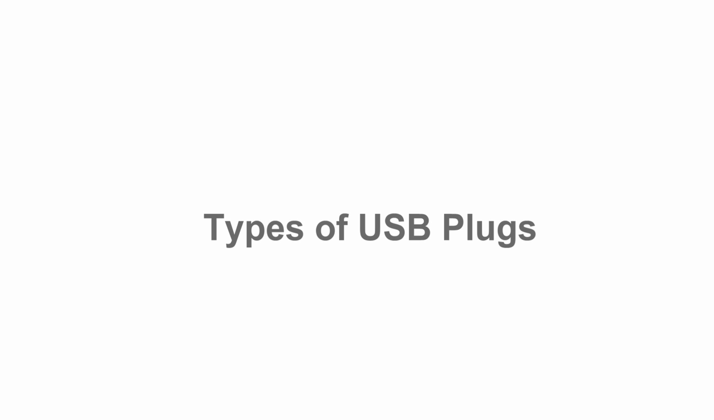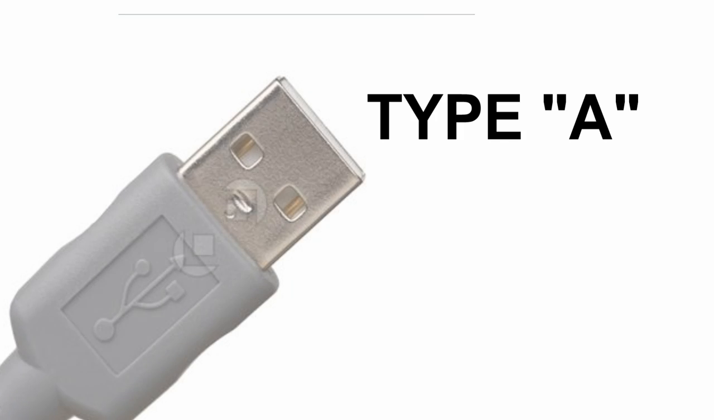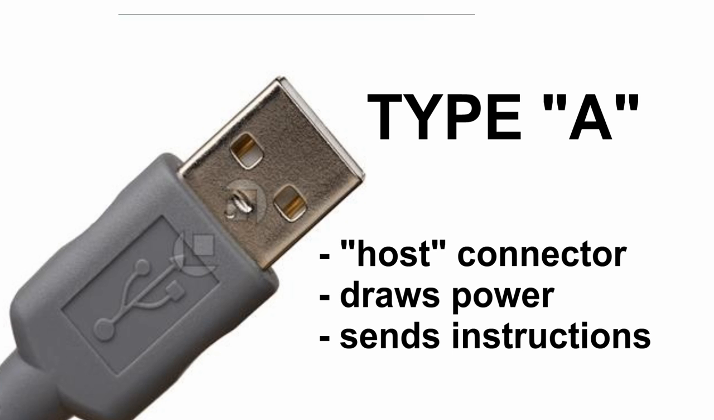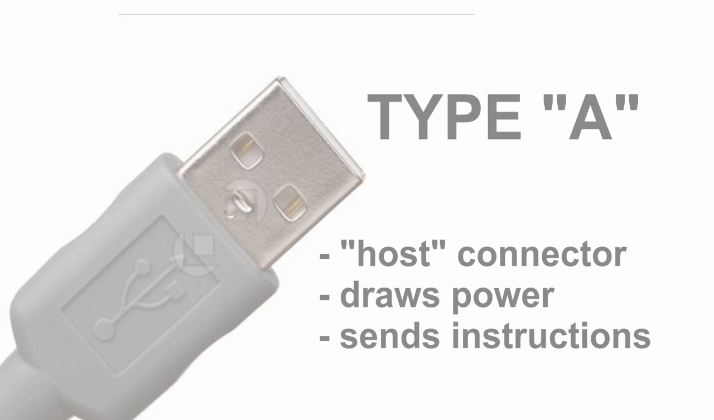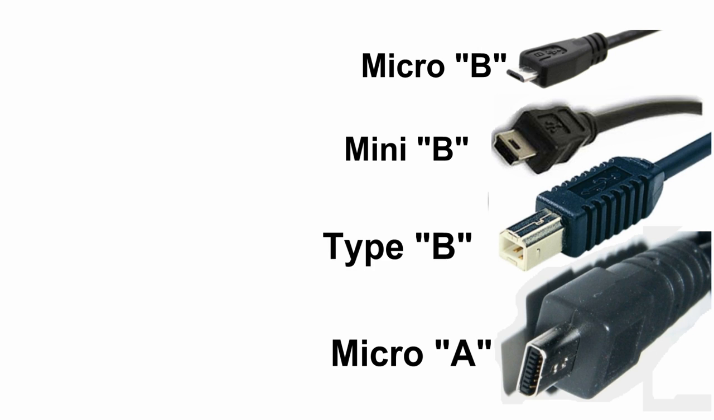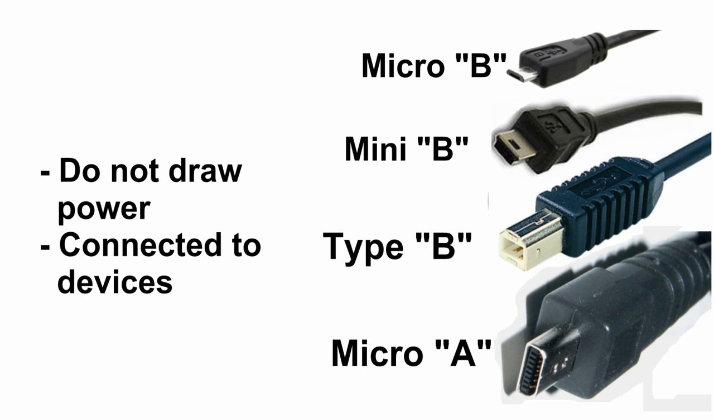You all think you know what a USB plug looks like, but what you're thinking is only the most common one. The one you know is a standard A plug, which is what you plug into your computer. This specific type of end draws power and is the host. Other types of USB connectors include the B connector, micro A, micro B, and mini B. These connect to the device. They do not draw power, nor do they have the power to send instructions.